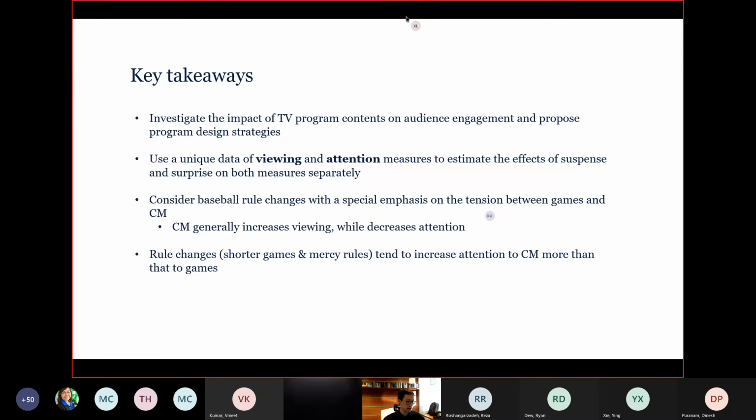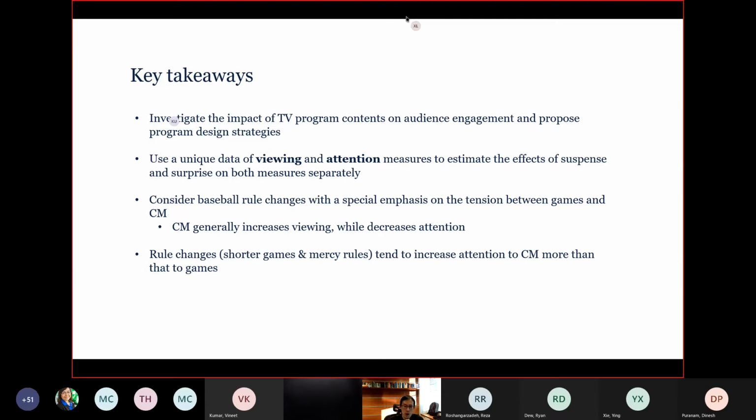In the paper, we have more discussions about the counterfactuals, and we did more counterfactual calculations. But let me wrap up quickly. So in this paper, we investigate the impact of TV program contents on audience engagement, especially viewing and attention. We measure the program contents using suspense and surprise, but we also include a lot more variables about the TV program contents, and we see differential impacts of TV program contents on viewing and attention.